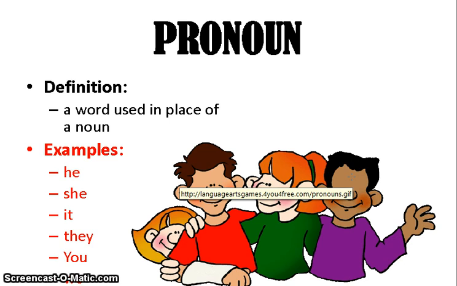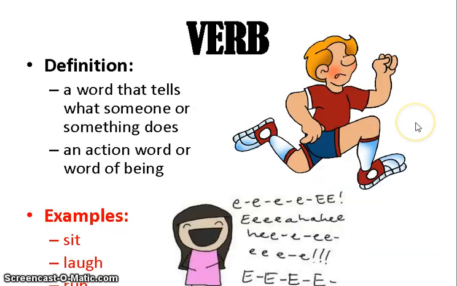Next, third one in number. That is verb. Definition: a word that tells what someone or something does, an action word or word of being. Yes, up to some extent. The proper definition, now I'm going to explain it. Verbs are doing or being words basically.